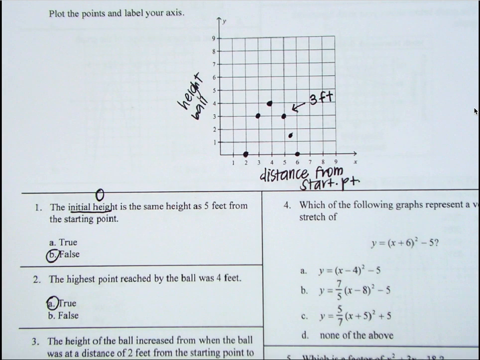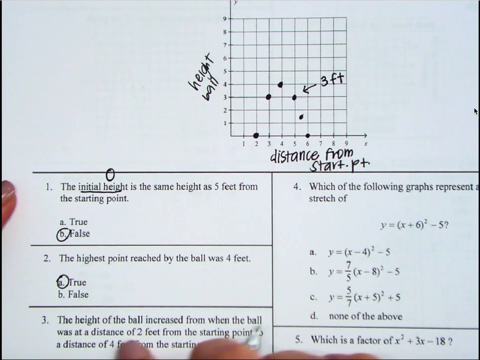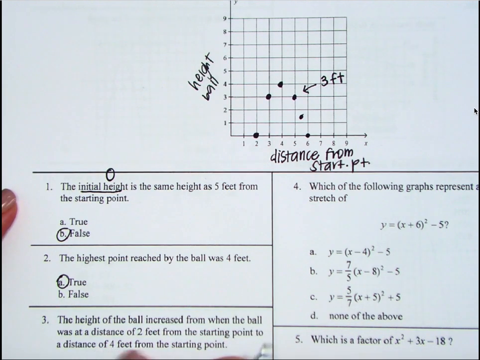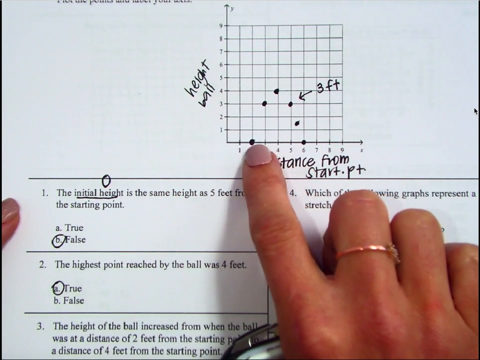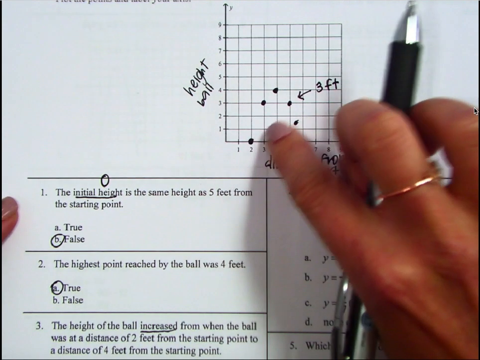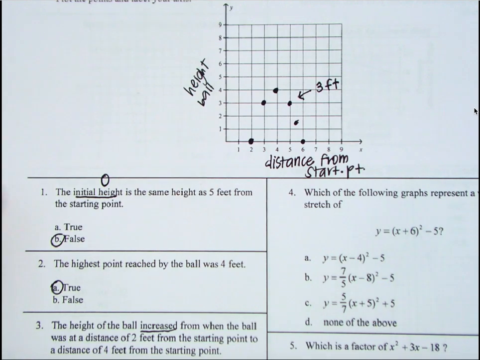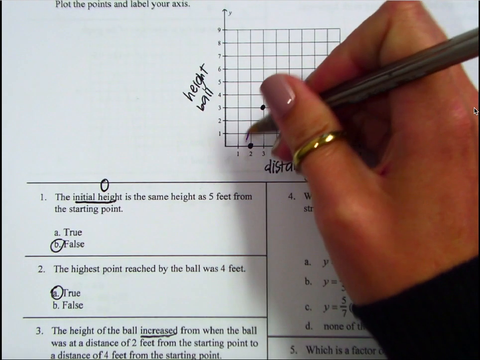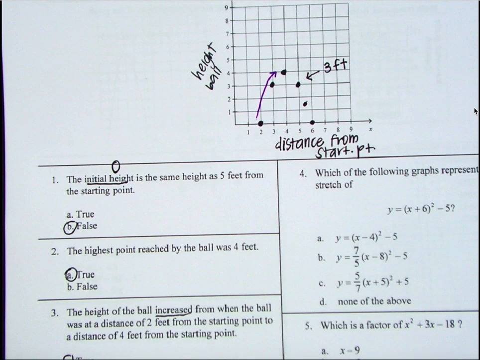So that's true. The height of the ball increased from when the ball was at a distance of 2 feet from the starting point to a distance of 4 feet from the starting point. So between 2 and 4 feet from the starting point, is the ball increasing? Yes, it is. So it's increasing from 2 to 4. So that is true.